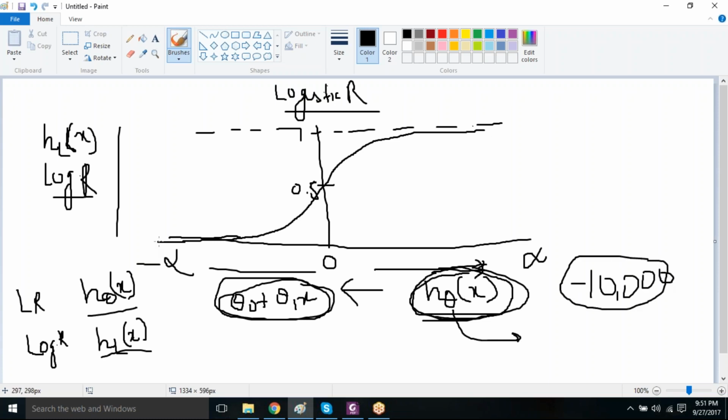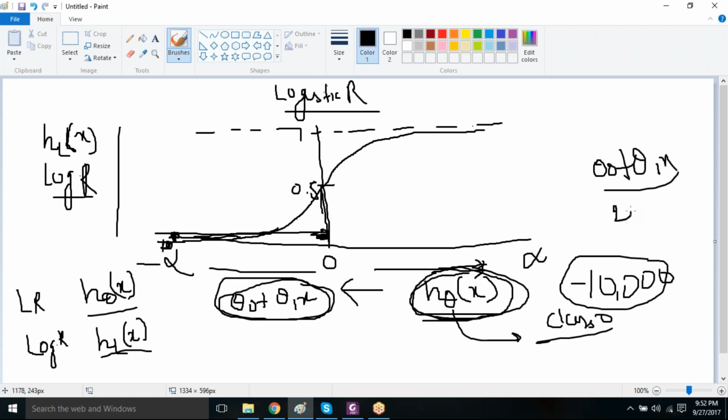So where is your minus 10,000? Somewhere here. On this graph, you will say it will come here. When it is coming here, basically it is less than 0.5, because if you see on this axis, it will be somewhere around 0. So I will call it class 0.